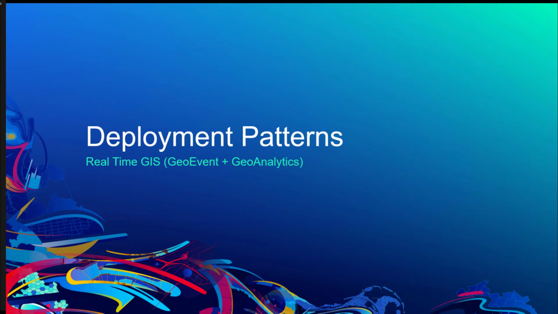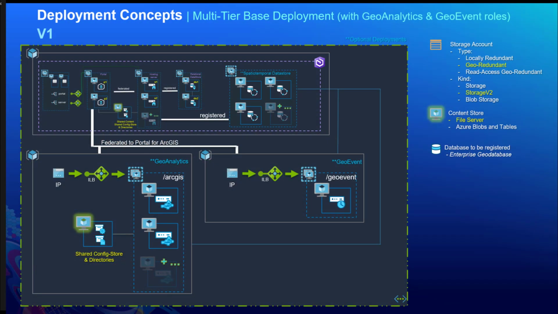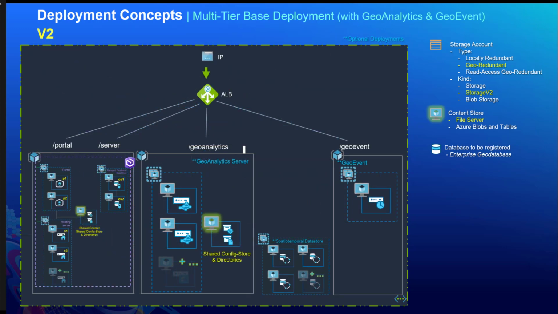Taking another example, let's look at a real-time GIS deployment using GeoEvent and GeoAnalytics. In version 1 again, you would have separate endpoints for the base deployment, the hosting server, and also separate ones for GeoAnalytics and GeoEvent. And you'd access them with different host names. In the version 2 architecture, you can access them with the single host name and then use application context like /GeoAnalytics and /GeoEvent to access the appropriate site.